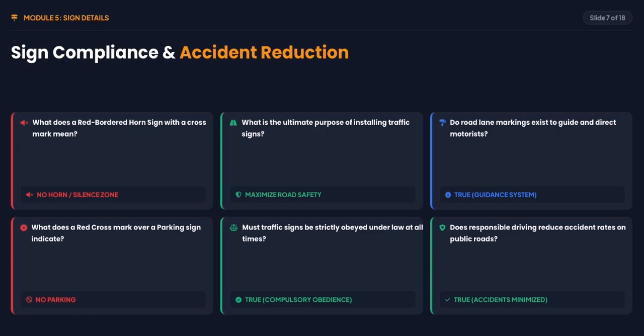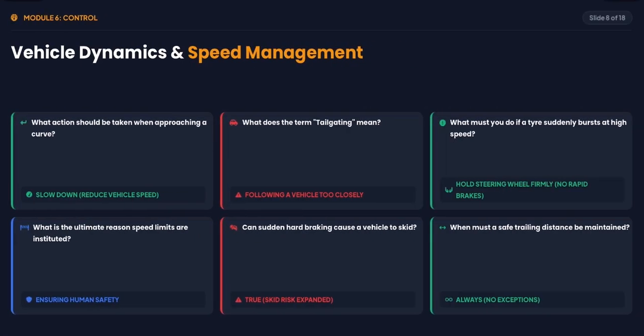Must traffic signs be strictly obeyed under law at all times? True. Does responsible driving reduce accident rates on public roads? True. Module 6: Vehicle Dynamics and Speed Management.